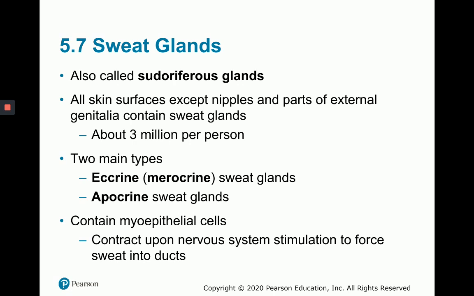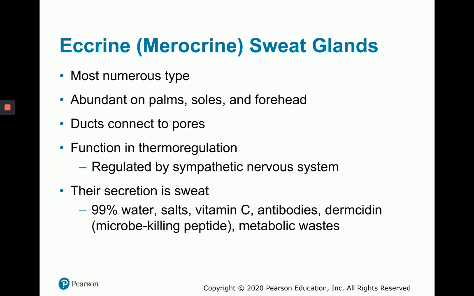They contract upon nervous system stimulation, and they force the sweat into ducts. So there's some contractility to these myoepithelial cells, but they are not muscle cells. We're going to look at eccrine sweat glands first. Again, these are just merocrine sweat glands, and they're the most numerous type. So you find them in thick skin, on the palms, soles, and also in your forehead. Your forehead doesn't have thick skin, but palms and soles definitely.